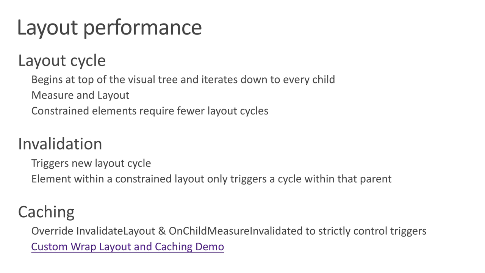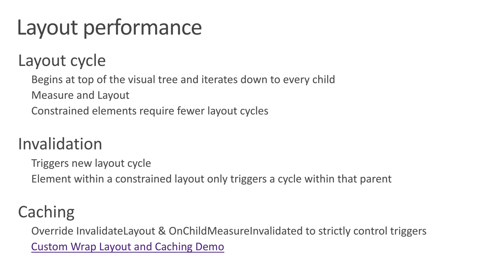So where you can constrain your layouts, do that. Measuring layout cycles is not super easy to do, but if you override your layout and go into the on child measure invalidated method, you can start counting how many layout cycles you're incurring there. Obviously, that's not something we really want to have to do on a regular ongoing basis, but if you're battling to eke out every bit of performance you can for the layout of your application, this is a great way to go about that.